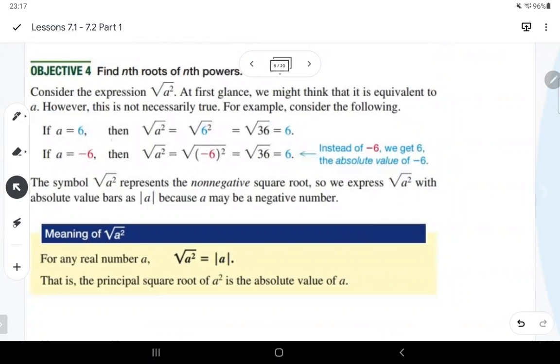If a equals 6, then the square root of a squared equals the square root of 6 squared, which equals the square root of 36, which is 6. If a equals -6, then the square root of a squared equals also the square root of 36. So instead of -6, we get 6, the absolute value of -6. The symbol square root of a squared represents the non-negative square root. So we express the square root of a squared with absolute value bars because a may be negative. So basically, this is them taking out the idea of the plus or minus.